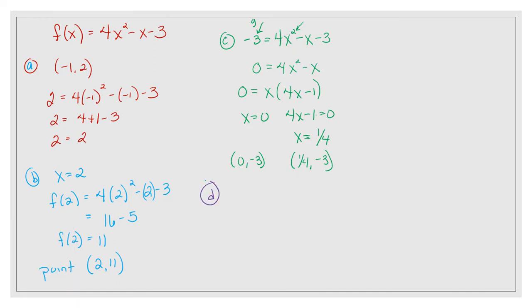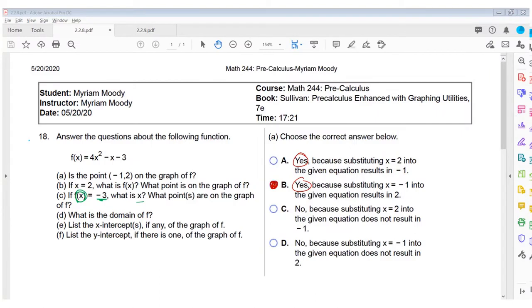Let's see what they want for part D. What is the domain of f? That's part D. So remember when they talk about the domain, we have red flags, don't we? We got 2 of them. We have a denominator and we have a square root. So question, does this function have a denominator? Nope, so you're not kicking anybody out.